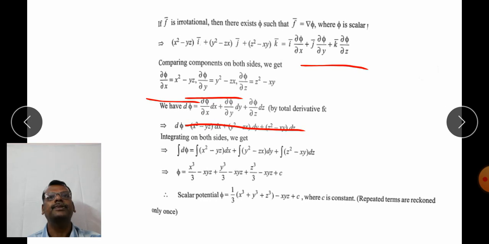Here we have to observe that three terms, minus xyz, minus xyz, minus xyz, exist in the subsequent integrals. In this one, we have to take only one term and strike out the remaining two terms. Therefore, finally, we get the required scalar potential φ is equal to x³/3 plus y³/3 plus z³/3 minus xyz plus c, where c is the constant.